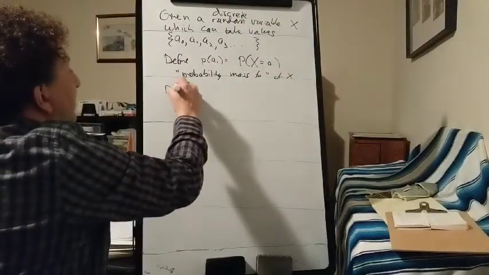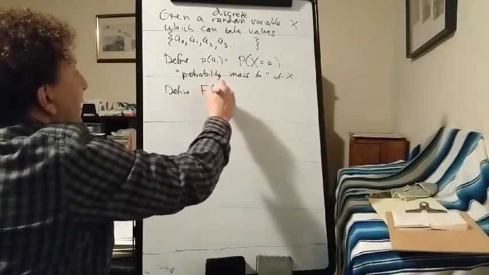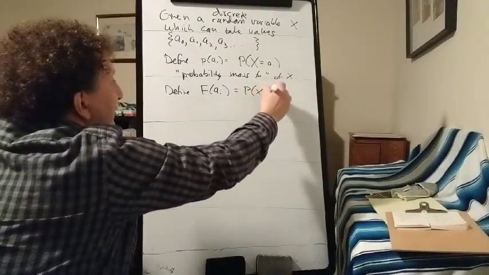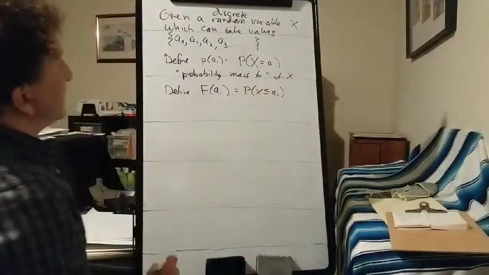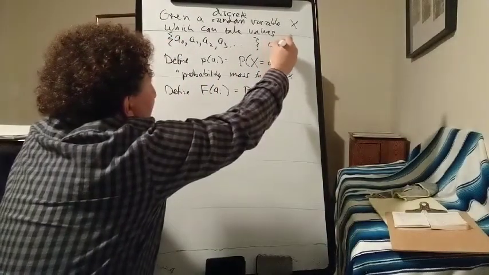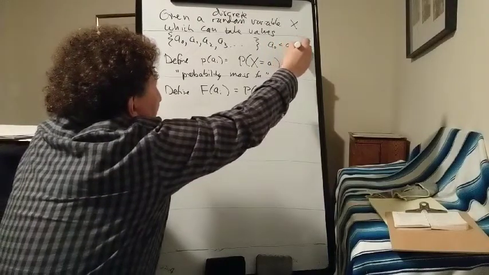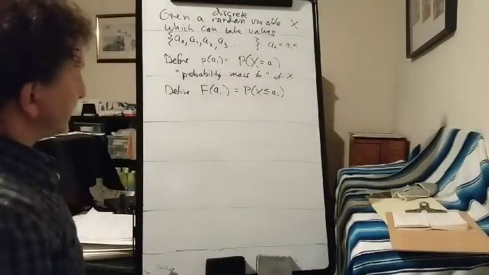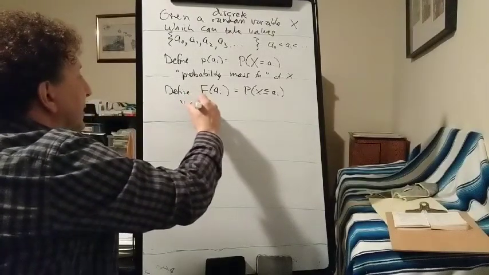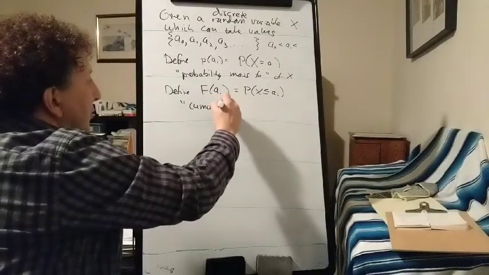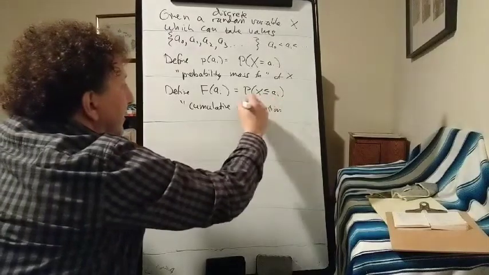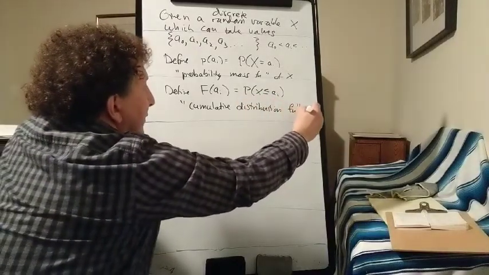And similarly, we could define, I'll use capital F of ai for the probability that X is less than or equal to that value. And I'm thinking of these as being ordered, so a0 is less than a1 is less than, etc. This is called the cumulative distribution function of X.